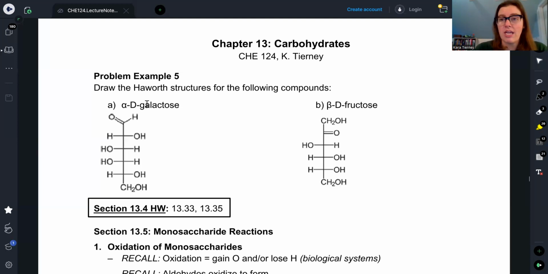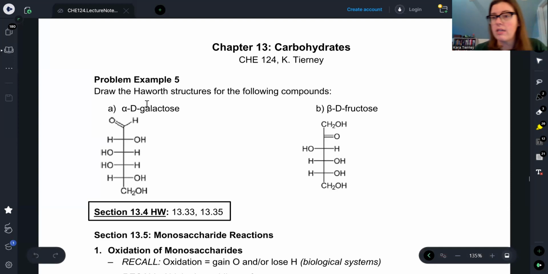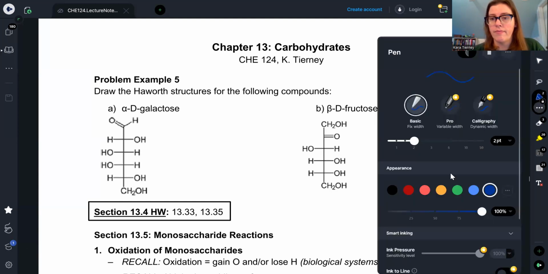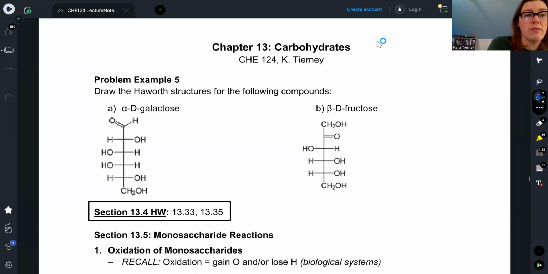Whenever you are creating a Haworth structure from a Fischer projection, the first thing you have to do is number the carbons top down. Let's do galactose for right now. That's going to be one. Oh, I need to have a pen, don't I? Hang on just a second. Let me create my pen. Okay, so we have 1, 2, 3, 4, 5, 6.